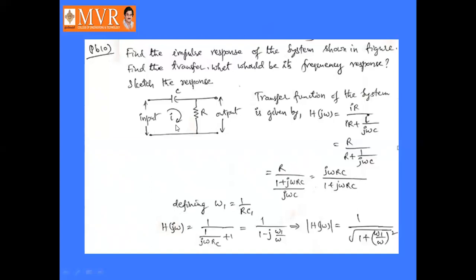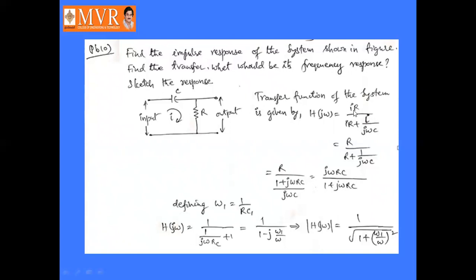Here the input is here, and the output is here. This is a simple RC network. The transfer function of the system is given by H(jω), which is nothing but output by input. What is the output? V naught, which is I into R. And what is the input here? IR plus I by jωC.